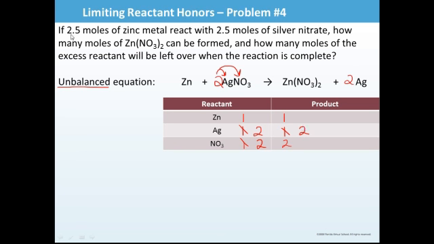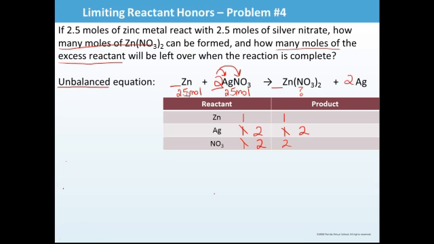The problem says if 2.5 moles of zinc react with 2.5 moles of silver nitrate, how many moles of zinc nitrate can be formed, and how many moles of the excess reactant will be left over? So we have 2 questions that we need to solve for. Right, how many moles of this, and how many moles of the excess reactant? So we're going to have 2 answers.